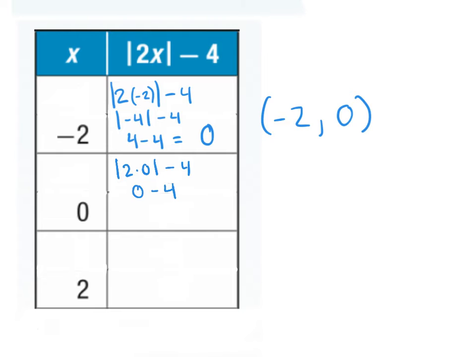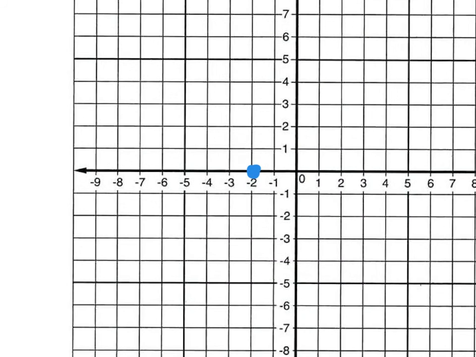What's 0 minus 4? -4. So what's our point here? 0, -4. So we're going to go to 0 and go down to 4. Put our point there.